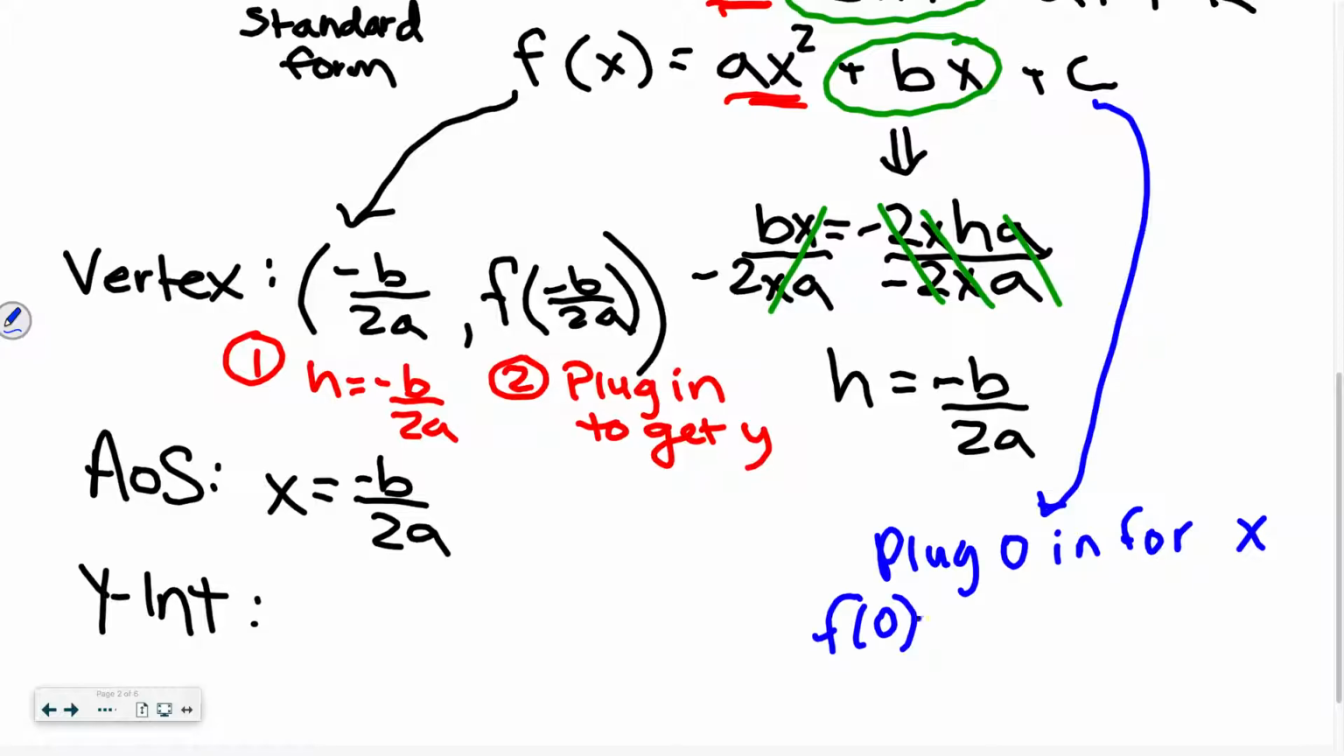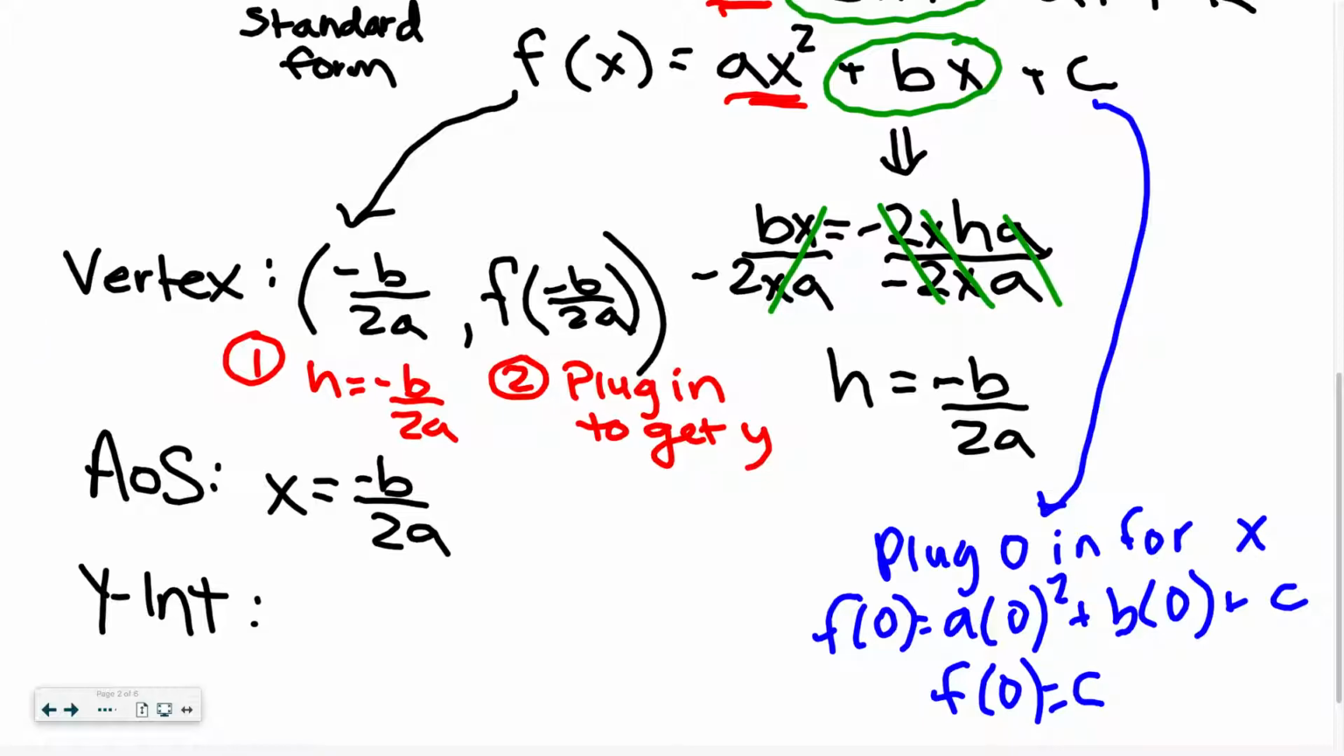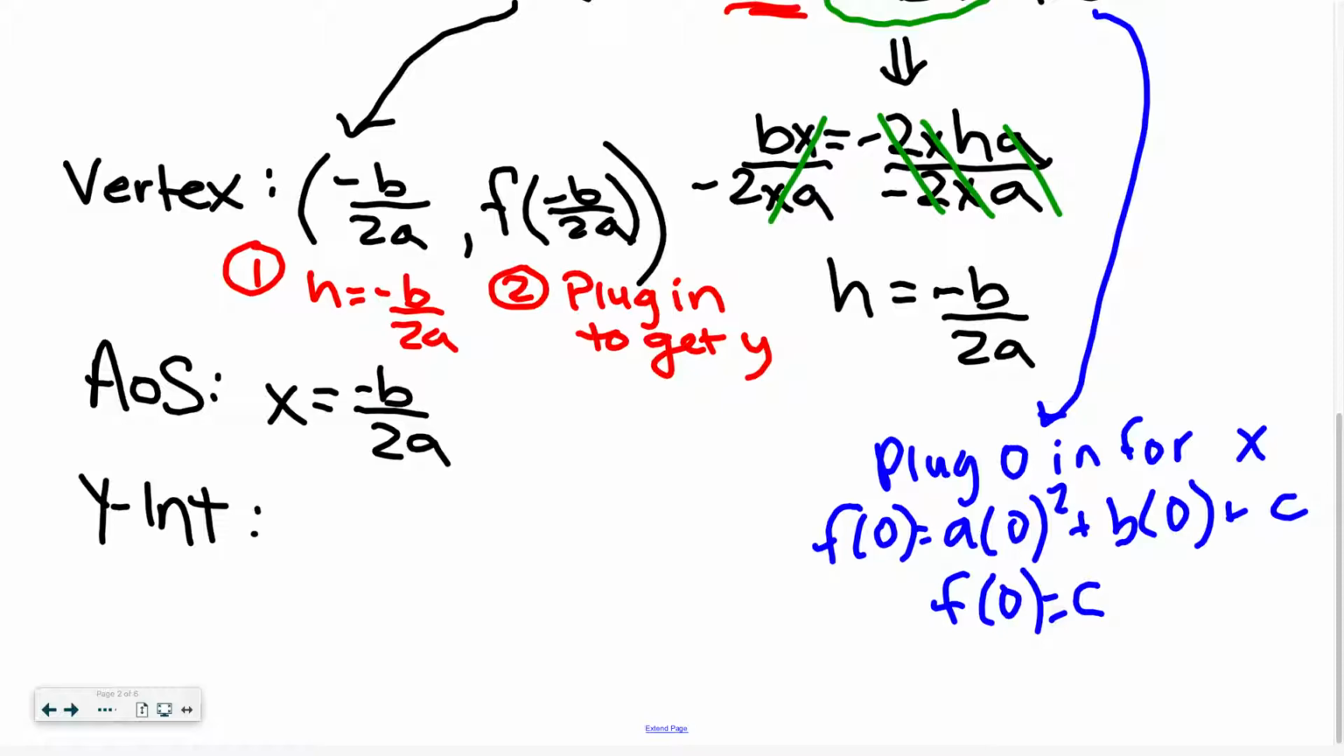So f of 0 is a times 0 squared plus b times 0 plus c. If I plug 0 in for x, what happens to those first two terms every single time? They disappear. They turn into zeros. So what's your y-intercept every single time? c. 0 plus 0, this one didn't disappear, plus c. So f of 0 is always equal to c. I don't even have to do that work every time, plug 0 in for x. I just know my y-intercept happens at 0, c. Every single time.